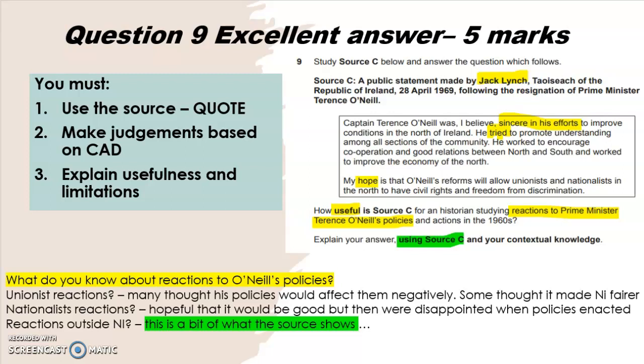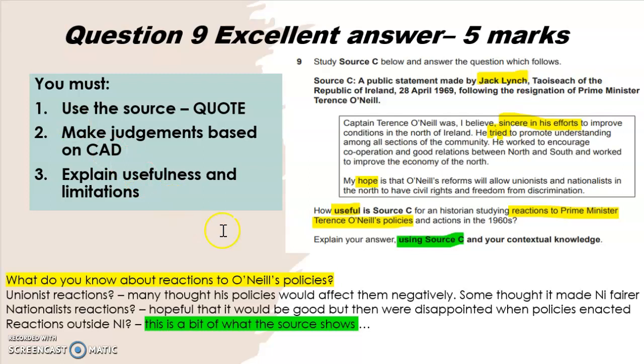You must also make judgments based on the author and the date. You're judging as to whether or not the content, the author and the date makes this source useful to an historian, in this case trying to find out all about the reactions to Terence O'Neill's policies and actions in the 1960s. But you must also explain your judgment. Why is it that the content makes it useful? Why is it that the author or the date makes it useful? Or why, indeed, have you considered these things to offer limitations to the source that make the source not so useful?